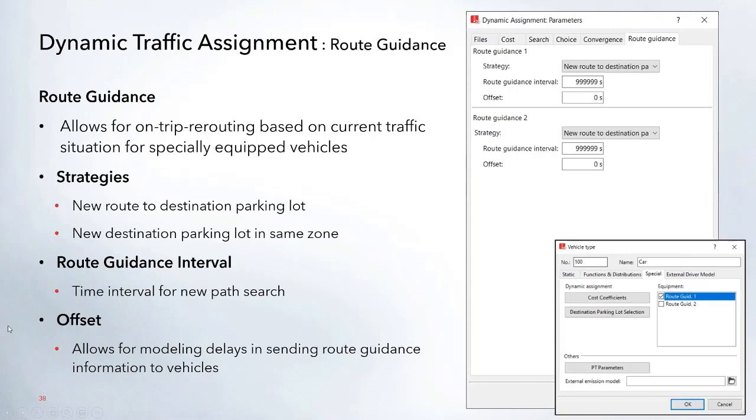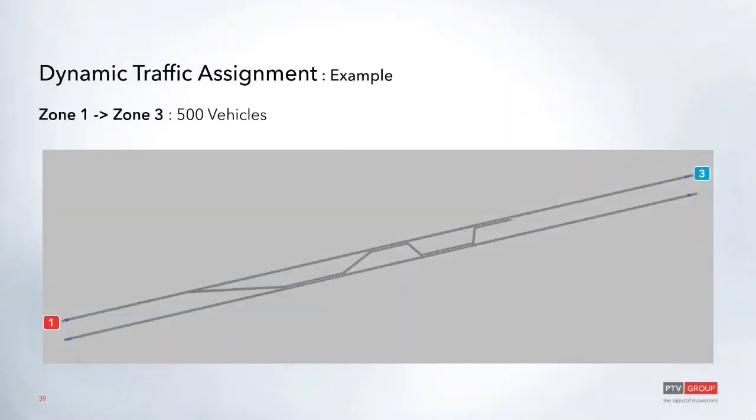So you can either have vehicles look for a different route to that destination parking lot, or you can also have them look for a different destination parking lot as long as it's within that same zone. And then you can also set up additional criteria for how often that new path search will occur, and also include an offset if you want to account for any delays that occur from sending information from that GPS device to the vehicles.